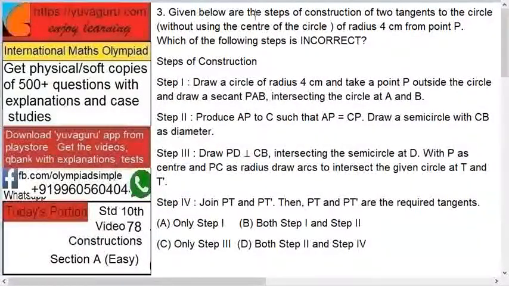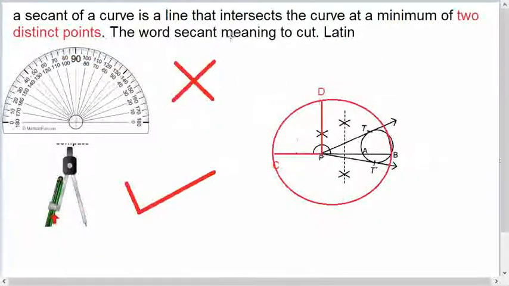Next, given below are the steps of construction of two tangents to a circle without using the center of the circle, of the radius 4 from the point P. Which of the following steps are incorrect? Here, important point to note is this protractor, this is called a protractor. This is not allowed, and this compass, that is allowed always.